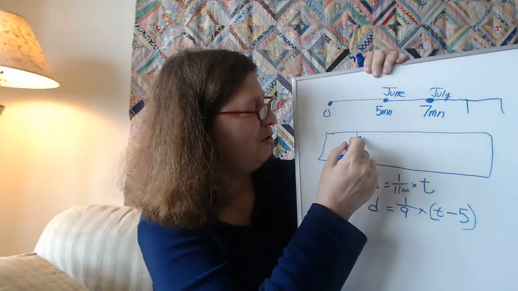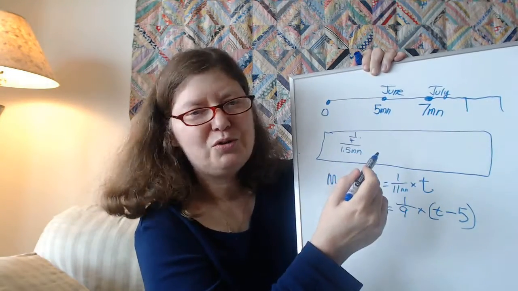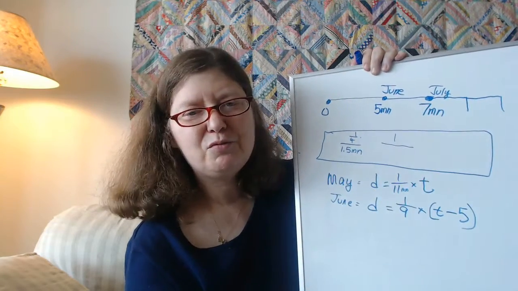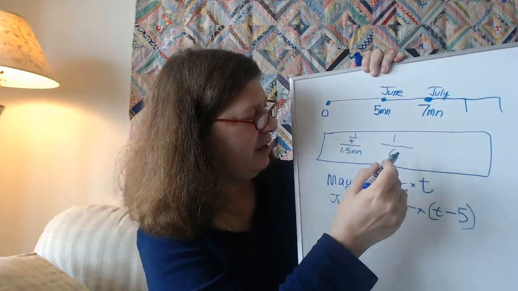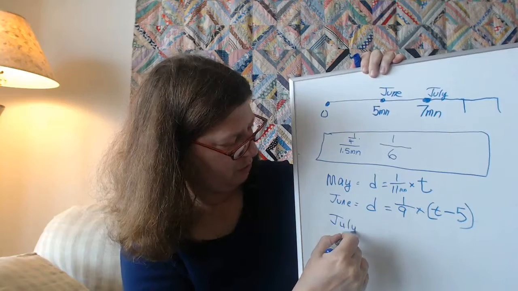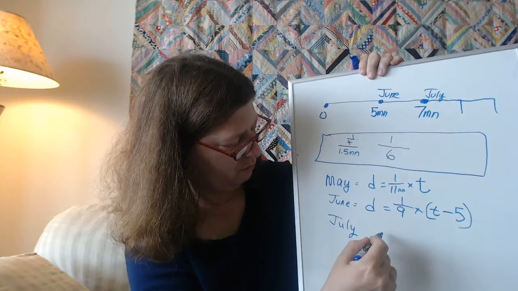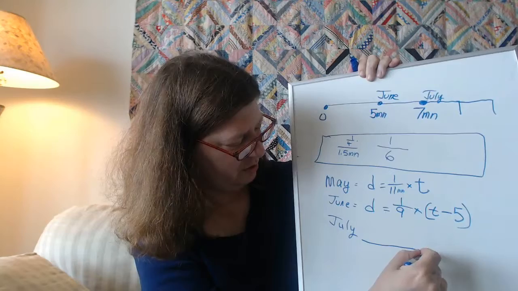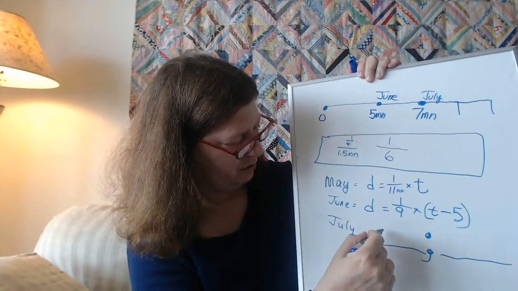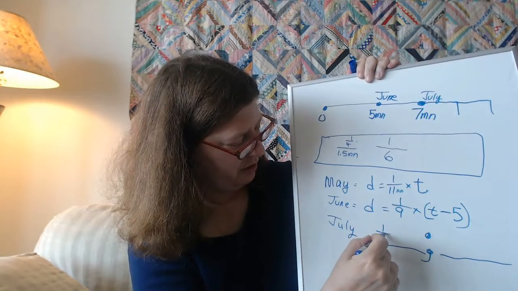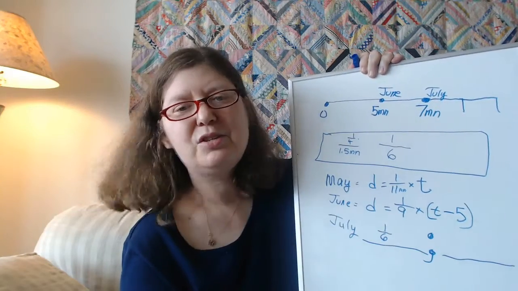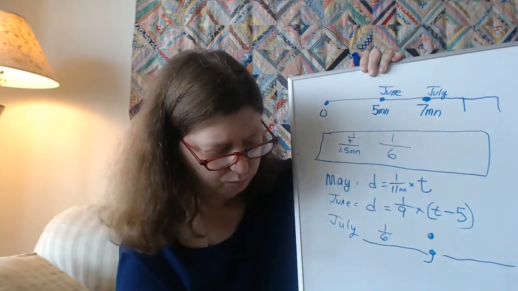So 1/4 times 4 is 4/4. That's 1. 1.5 times 4 is 6. And now we have our rate. So for July, we know her rate for the first part, there's going to be 2 parts, okay? The first part is going to be 1/6, 1 mile in 6 minutes, okay?